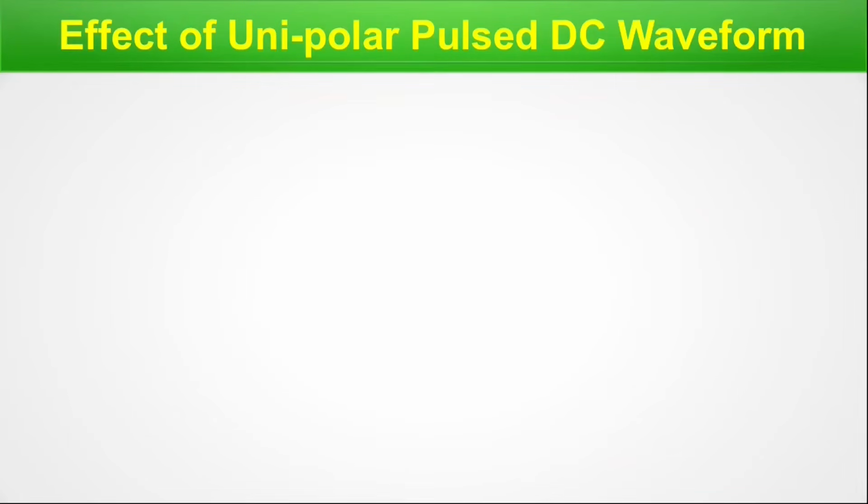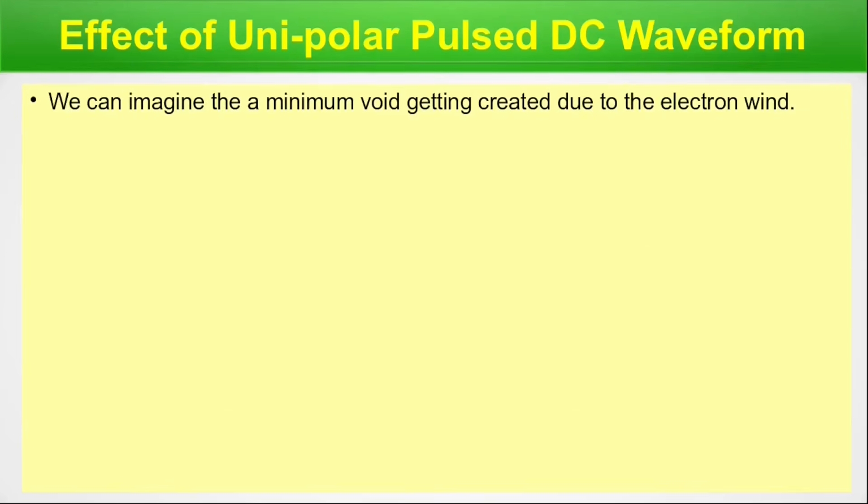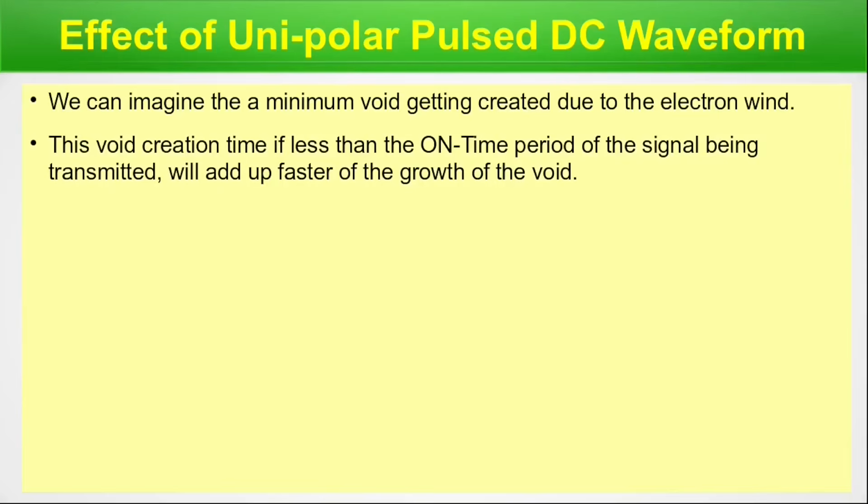Effect of the unipolar pulsed DC waveform. We can imagine the minimum void getting created due to the electron wind. This void creation time is less than the on-time period of the signal being transmitted. We add up faster growth of the void. Now folks, please remember we are talking about AC, so there will be an on period and there will be an off period because this is a unipolar pulsed DC waveform.